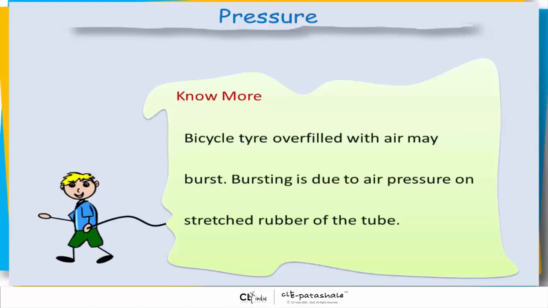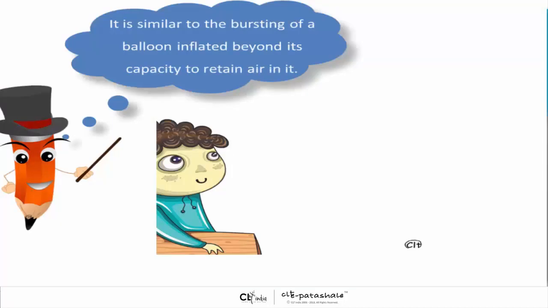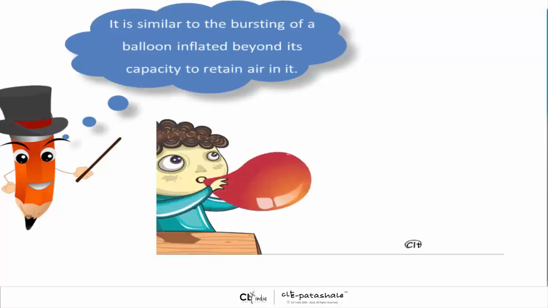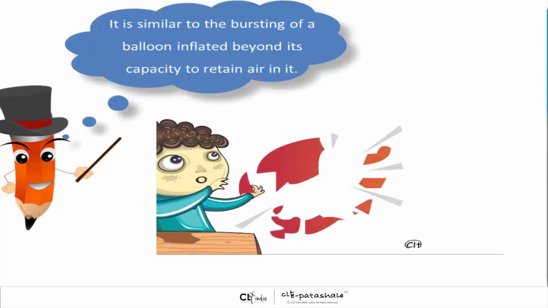A bicycle tire overfilled with air may burst. Bursting is due to air pressure on the stretched rubber of the tube. It is similar to the bursting of a balloon inflated beyond its capacity to retain air in it.